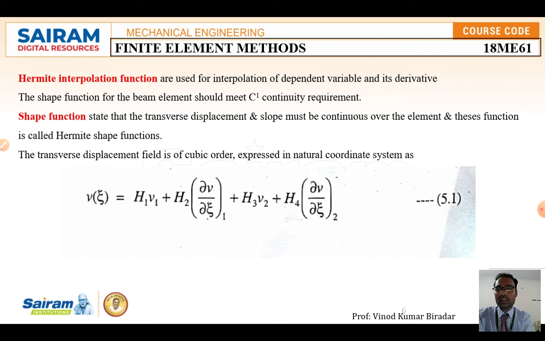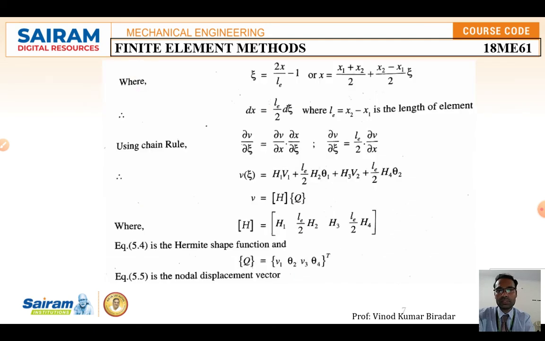The transverse displacement field is cubic, and in the natural coordinate system we denote it by this equation. This is V of zeta, the deflection, equal to H1 V1, where V1 stands for the deflection at the node, that is the vertical translation, plus H2 dV by d zeta, differentiated with respect to this, then H3 V2 plus H4 dV by d zeta. The first two belong to node number 1 and the last two belong to node number 2. Call this equation number 1 for the Hermite shape function.